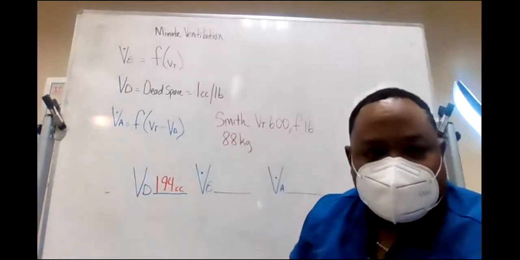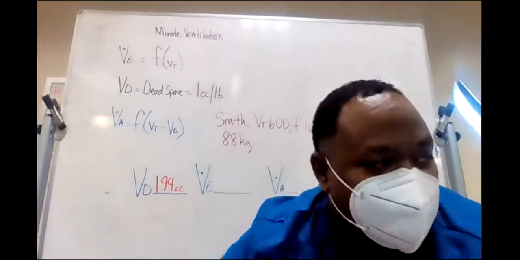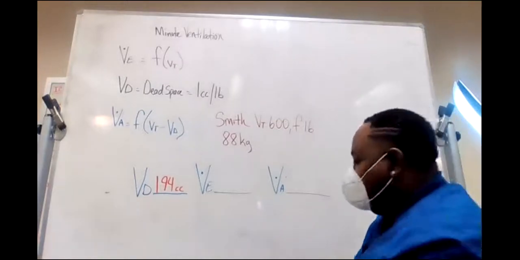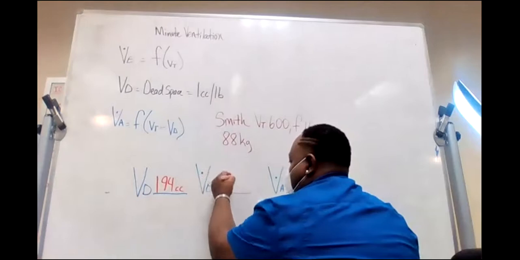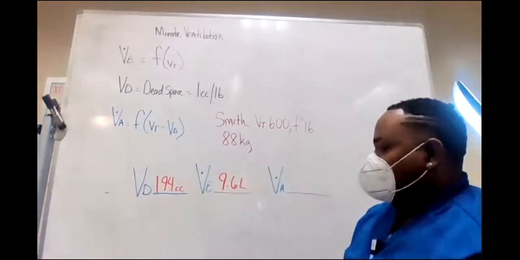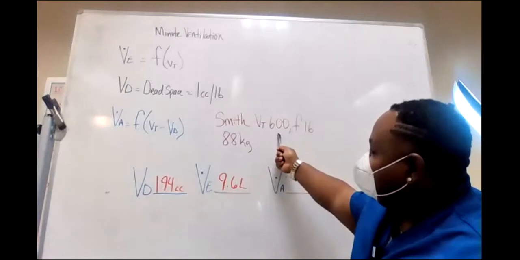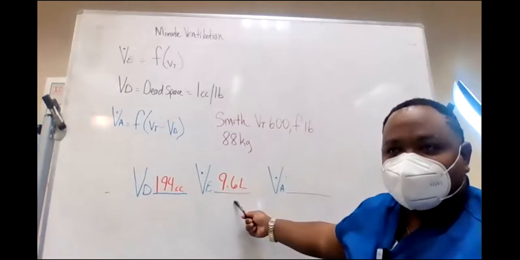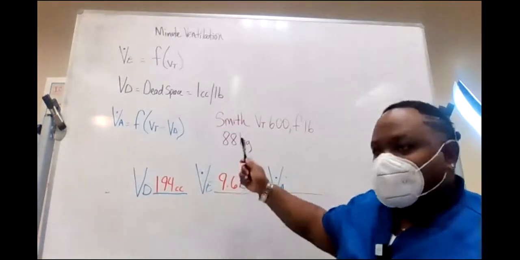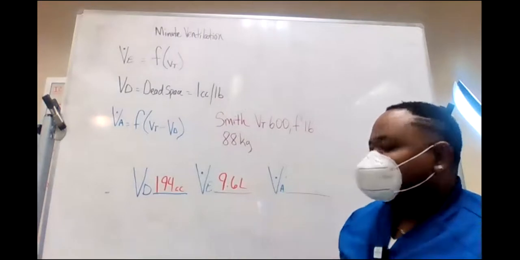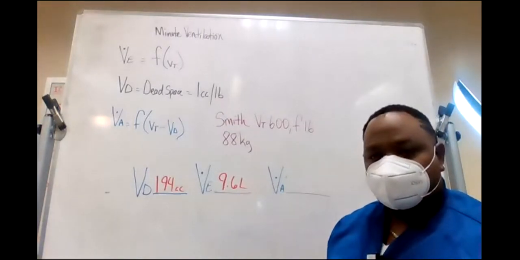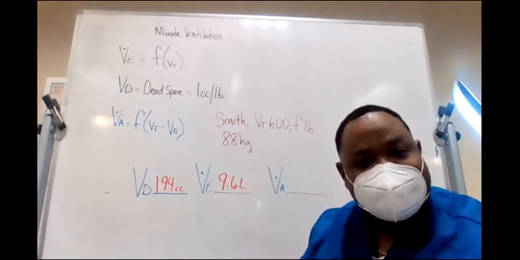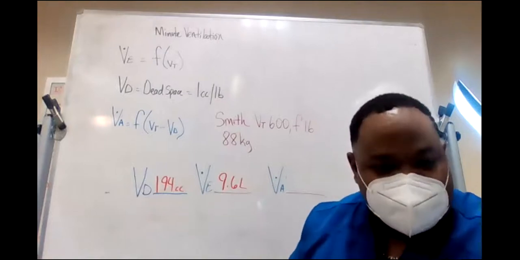So let's see. Lori, what is his minute ventilation? 9.6 liters. And what she did was 0.600 times 16. Frequency times tidal volume gives you 9.6. So this is all of it, right? He is breathing in 9.6 liters per minute. Now, how much of this 9.6 is actually participating in the magic? That's what the main question is.